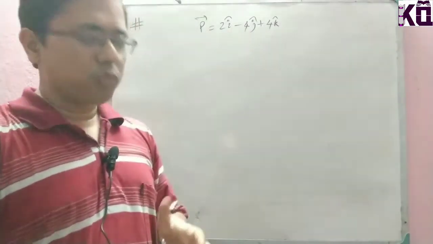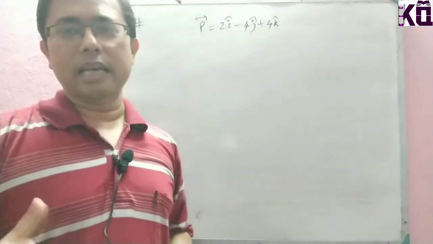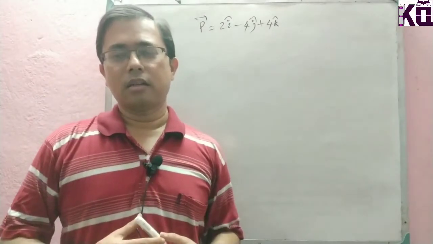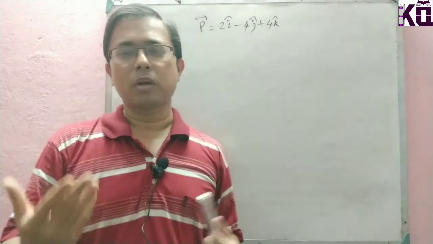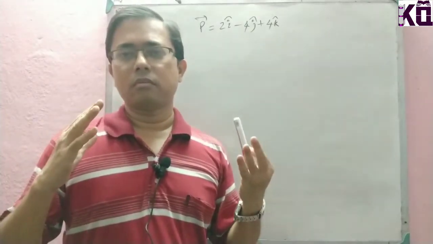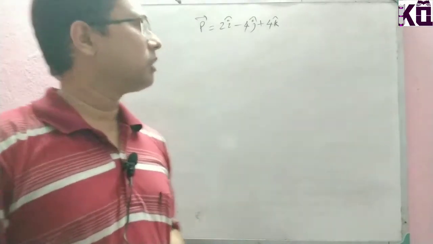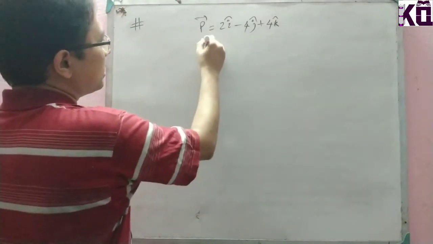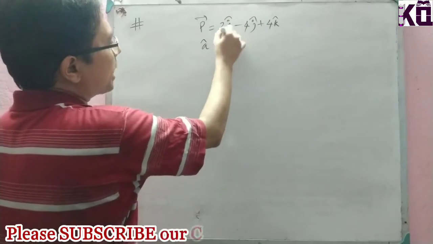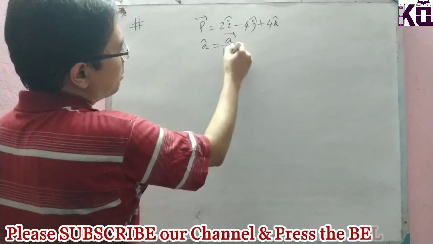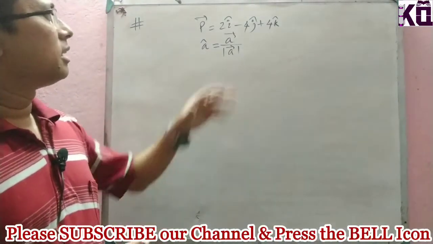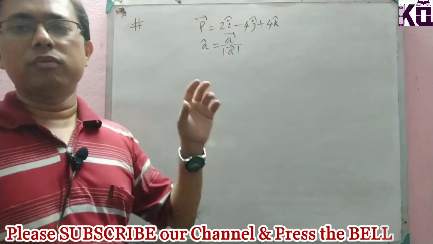Now, if you want to identify a unit vector in a particular direction, what is the formula or the process we have provided in the previous parts? There we have provided the information that when you want to identify a unit vector in the direction of A, you can do it like this: A vector divided by mod of A vector.